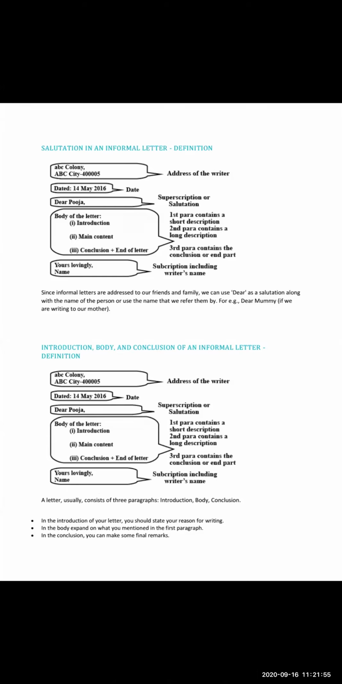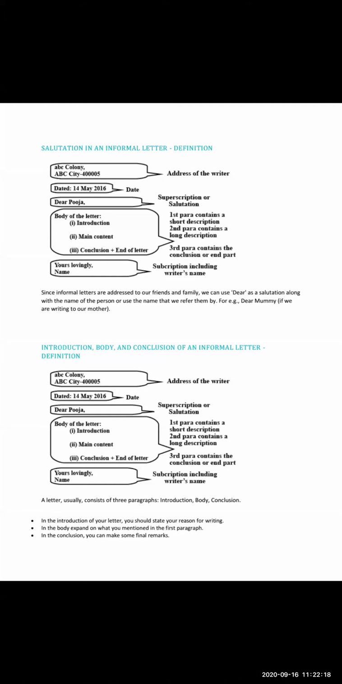Okay, so see salutation. Since informal letters are addressed to our friends and family, we can use "dear" as a salutation along with the name of the person, or the name that we refer to them by. For example, "Dear Mommy" if we are writing the letter to our mother. Now the next one, that is introduction.